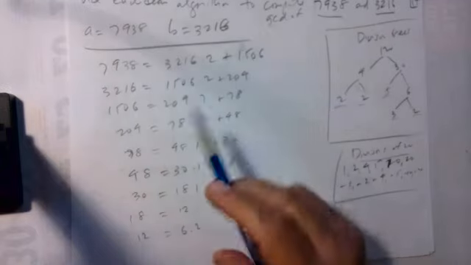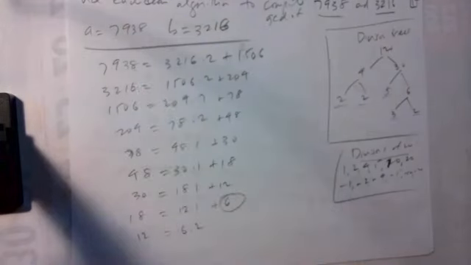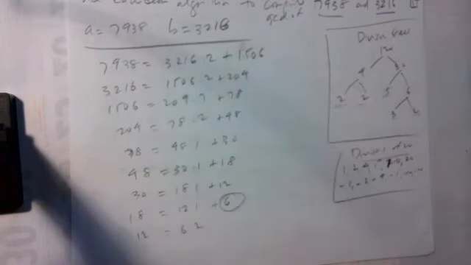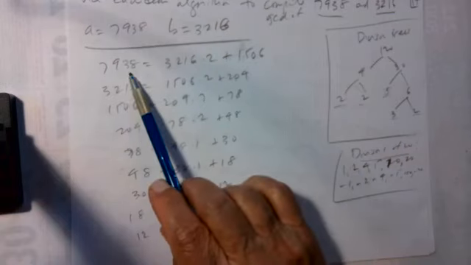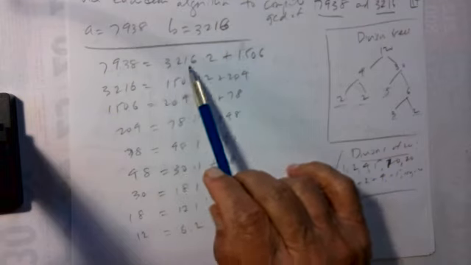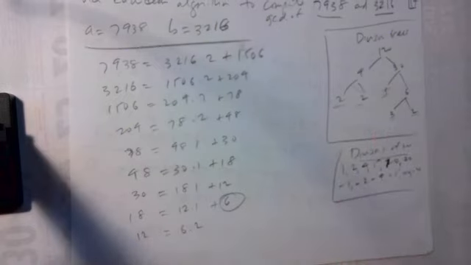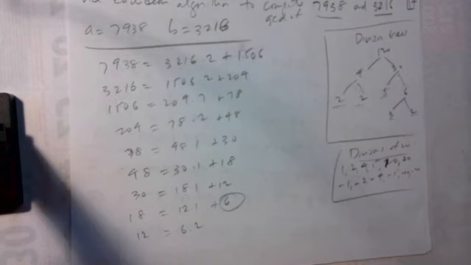And if we wrote this fraction as a simple continued fraction, 7938 over 3216, it would be kind of complicated. And if we wanted to compute the x and the y such that 6 was 7938x plus 3216y, that would also be hard. Not hard, but a lot of work. And that just teaches us that sometimes you have to do a lot of work. All right, that's all there is to it.